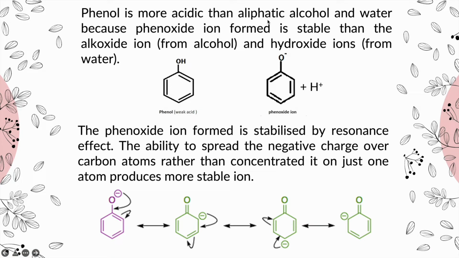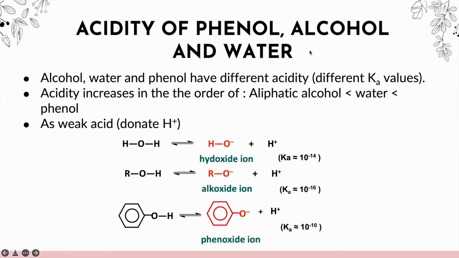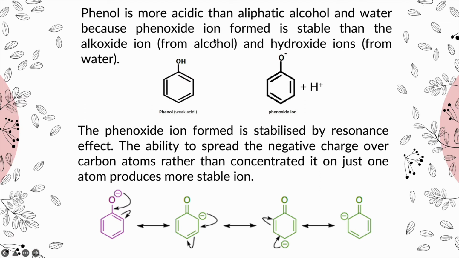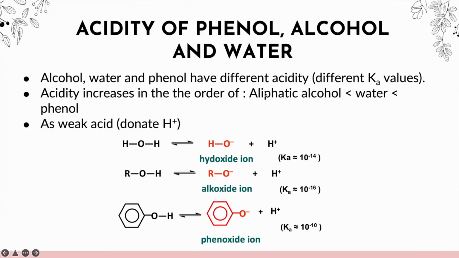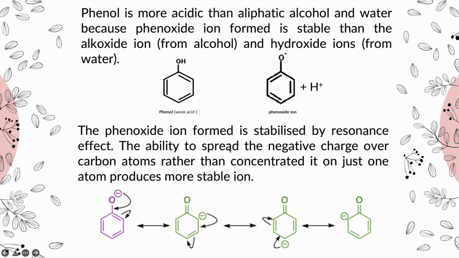Phenol is more acidic than aliphatic alcohol and water because the phenoxide ion is more stable than alkoxide and hydroxide in water. Why is the phenoxide ion more stable? This is because the phenoxide ion is stabilized by resonance effect, because it has a benzene ring. Alkoxide and hydroxide do not have a benzene ring. Phenoxide has the ability to spread the negative charge over carbon atoms rather than concentrating it on just one atom, which produces a more stable ion.